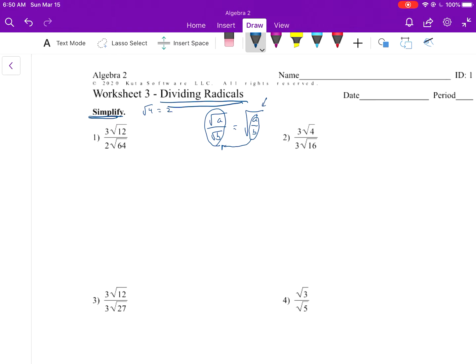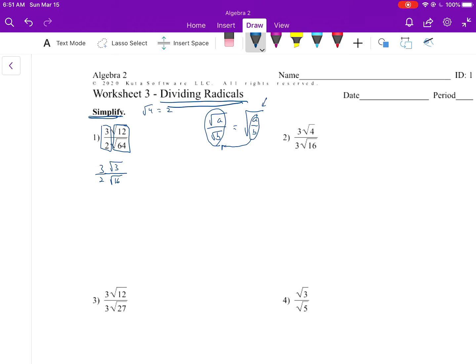So here we go. Number 1, we're going to see if we can reduce. Can we reduce 3 and 2? We cannot. Then we look, can we reduce 12 and 64? And we think, well, there's a 4 that goes into both of those. So we can reduce those. So we'll have 3 over 2. 4 goes into 12 3 times. 4 goes into 64 16 times.